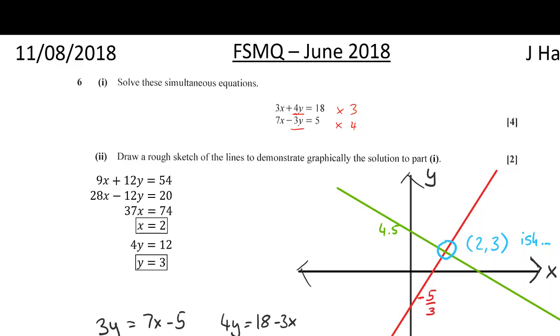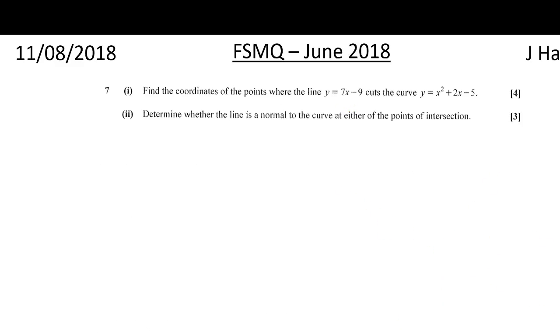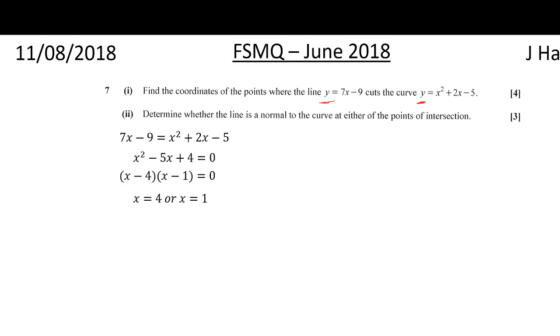So question 7, find the coordinates of the points where y equals 7x minus 9 cuts the curve, y equals x squared plus 2x minus 5. So these are two equations. They're telling us what y equals at both these points, where if they cut, that y point must be equal. Therefore we can set 7x minus 9 equal to x squared plus 2x minus 5. We sort of rearrange, if you like, and that is a nice factorizable equation to get x equals 4 or x equals 1. You're not done yet though.